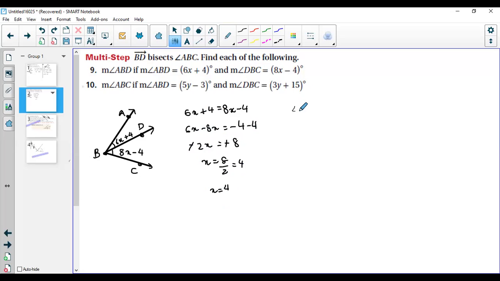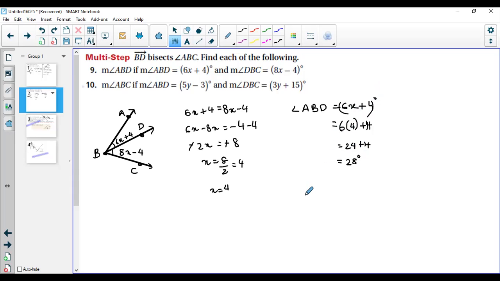So let's start by finding angle ABD, which is equal to 6x plus 4. So what you're going to do, 6, substitute the value of x, that's 4, plus 4. So that's going to give you 24 plus 4. Sorry, it's plus 4, right? Which is going to give you 28 degrees.